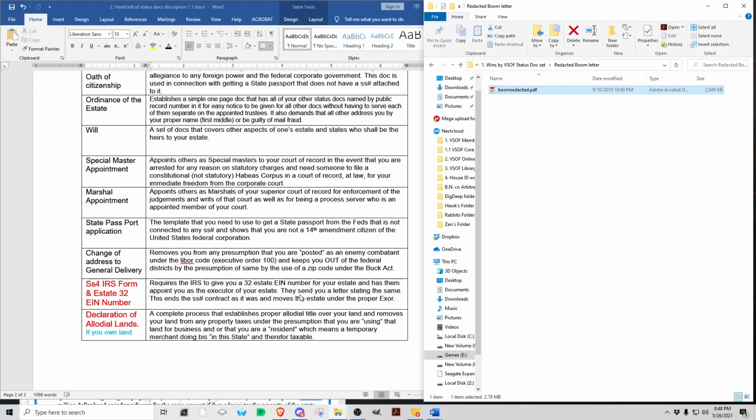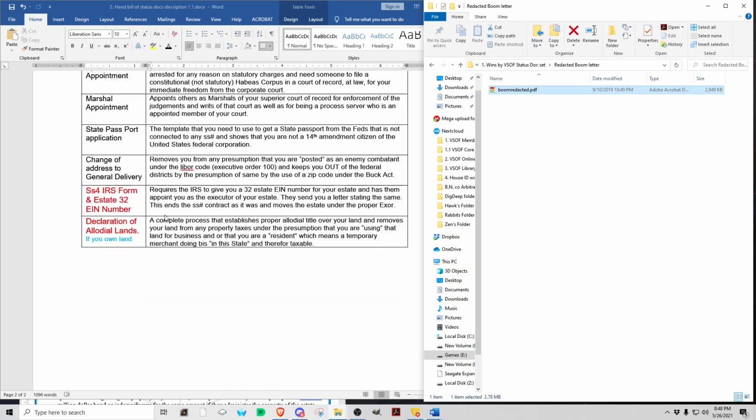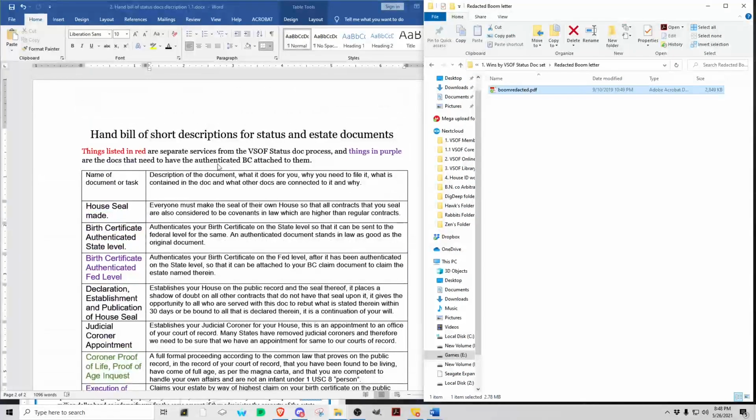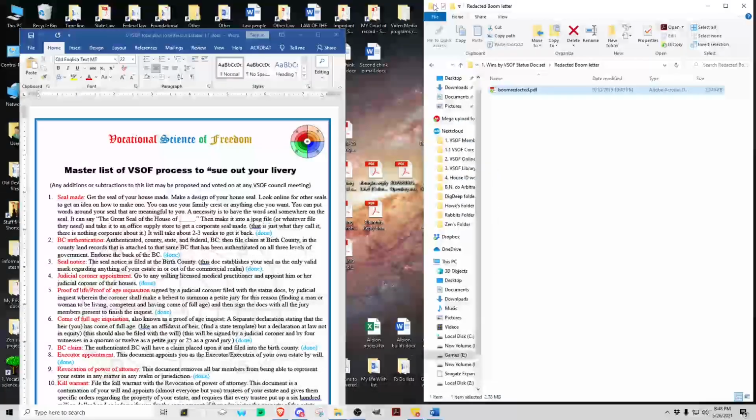And then the declaration of allodial lands is if you have land and you want to declare it to be allodial and get it off the tax rolls. That's that. Now, that's the general sheet.